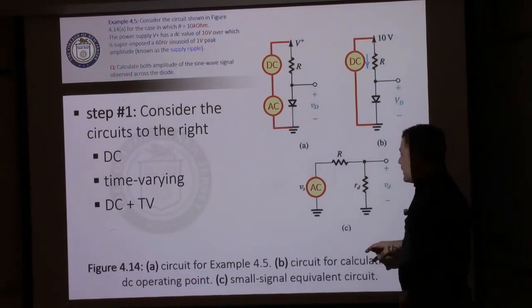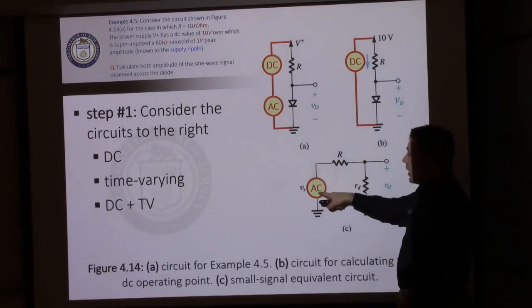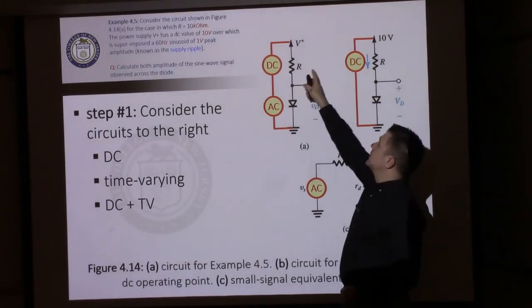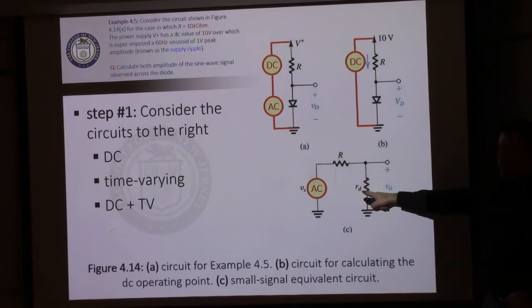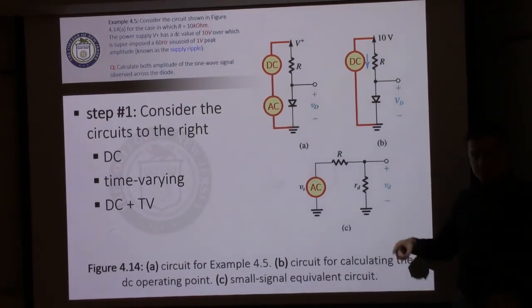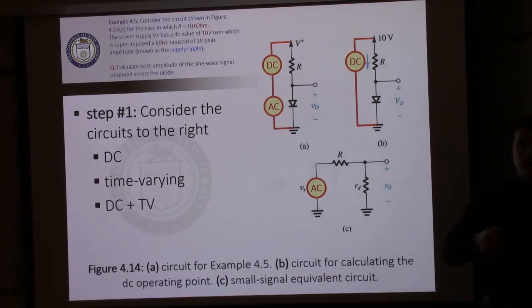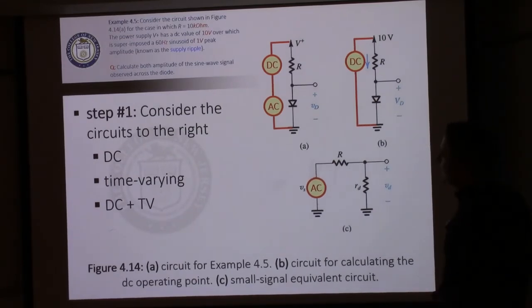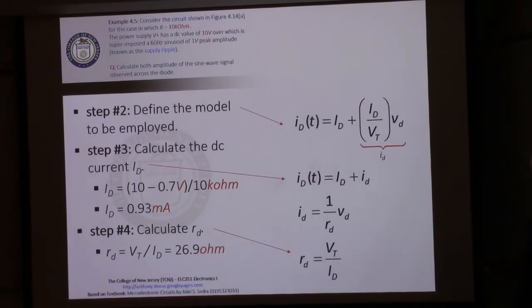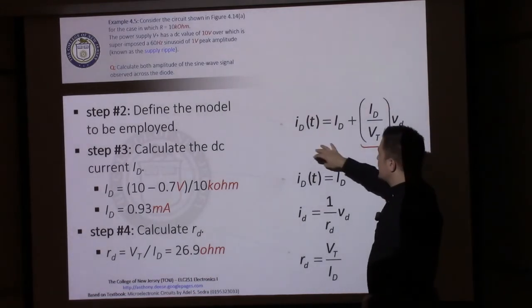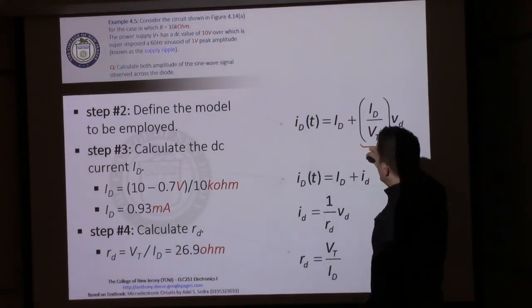Our time varying or our small signal circuit will have the 1 volt sinusoid in series with the resistance. This resistance is the same as this, with our value of the small signal resistance. This is equal to, if you remember, a function of big I, big D, as well as the thermal voltage. So this is what the split looks like. And now let's jump into the math a little bit. All right, so we want to define the model to be employed. We don't really necessarily need to do this. This is a little bit of repetition from how we derived it.